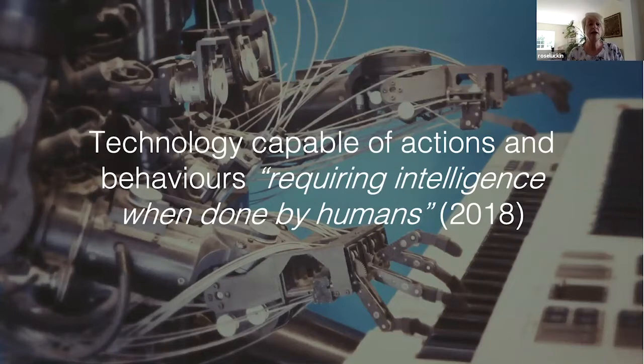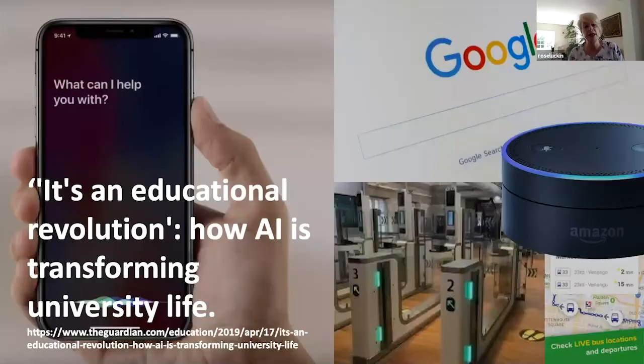We can think of AI as technologies that are capable of actions or behaviors that, if they were being done by humans, we would perceive to require intelligence. And they're being used all of the time. We use them as we navigate cities, as we search on the internet, as we go through the automatic passport gates at airports, and there's lots and lots of educational applications of AI, increasing all the time.